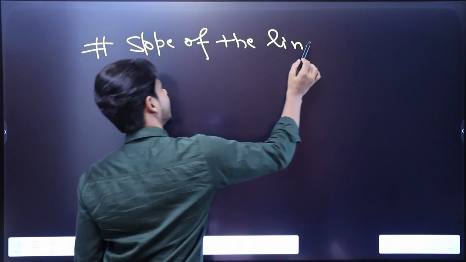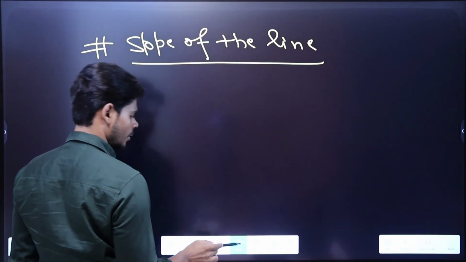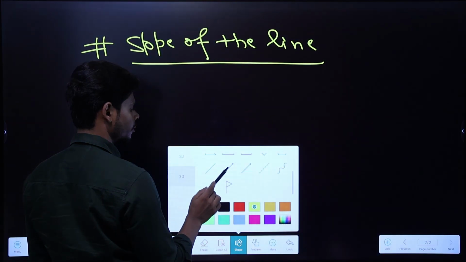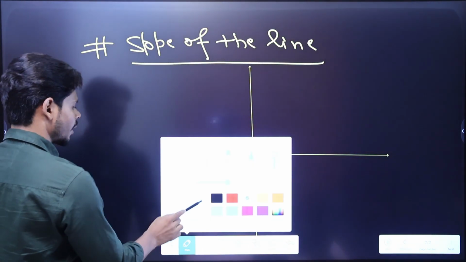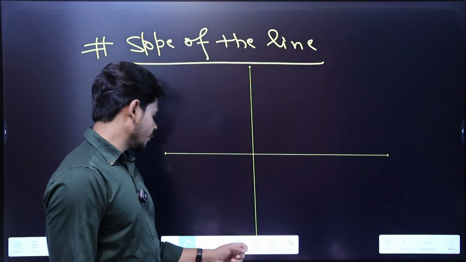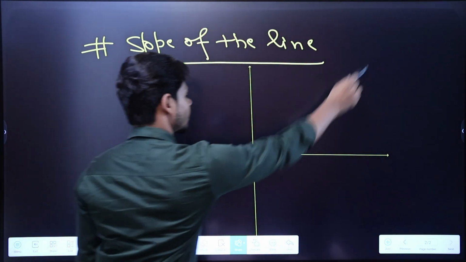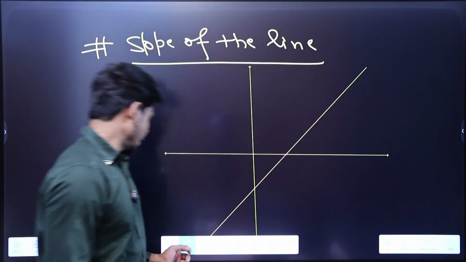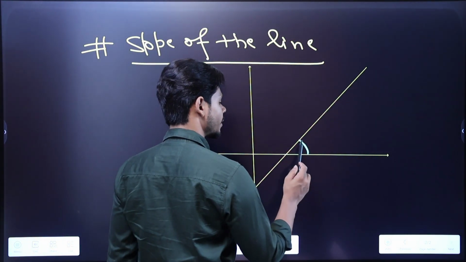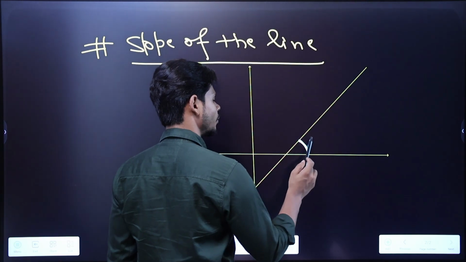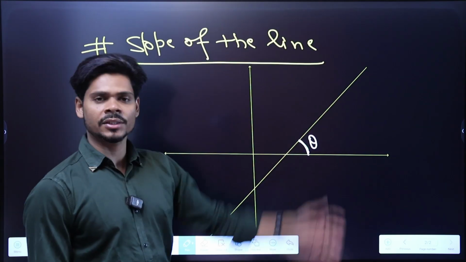What is the slope of the line? Let's say we have x-axis and y-axis. Now if I draw a line, let's say like this, you can easily see that this line is making some angle with the positive x-axis, with the x-axis, you can say.